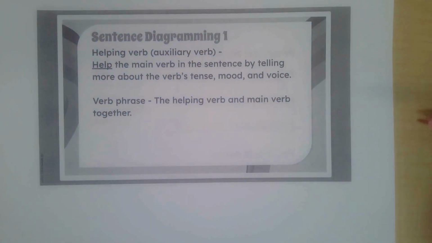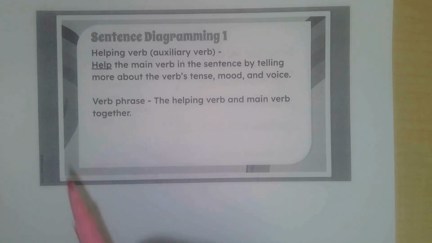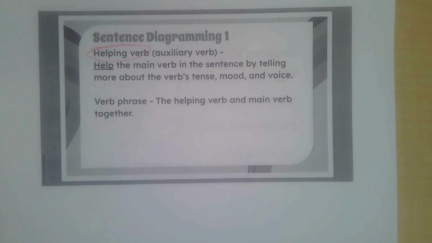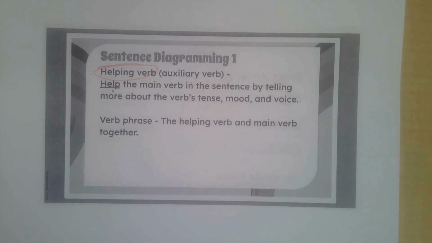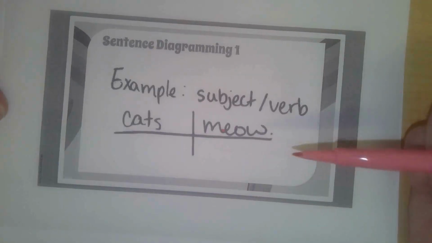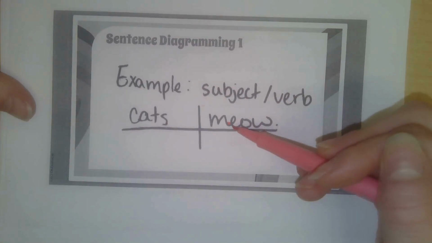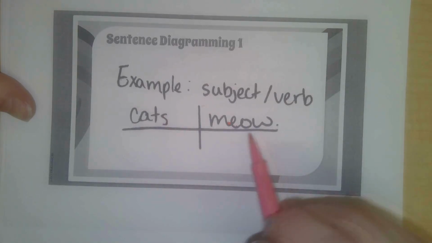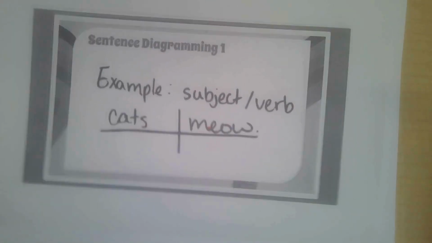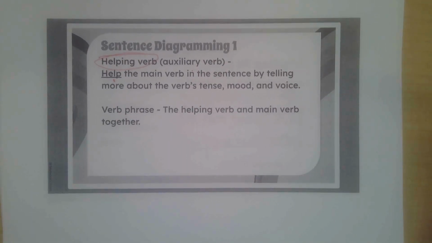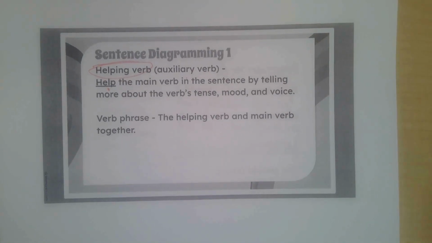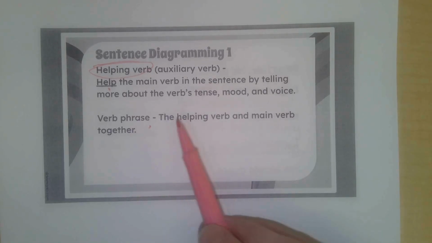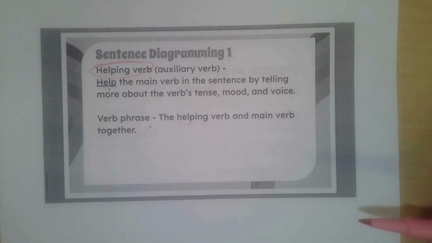Then we have something called a helping verb or an auxiliary verb. For our purposes, we're just going to call it a helping verb because that's easier. Helping verbs help the main verb in the sentence by telling more about the verb's tense, mood, and voice. If we're looking back at our sample sentence here, meow would be the main verb because that's what the cat is doing. We just call it a verb to make it easier, but it's the main verb. So the helping verb tells a little bit more about the main verb. A verb phrase is the helping verb and the main verb put together.